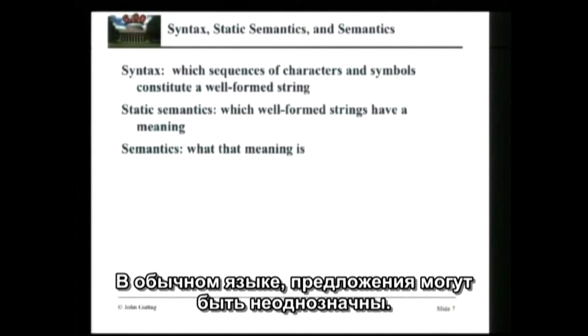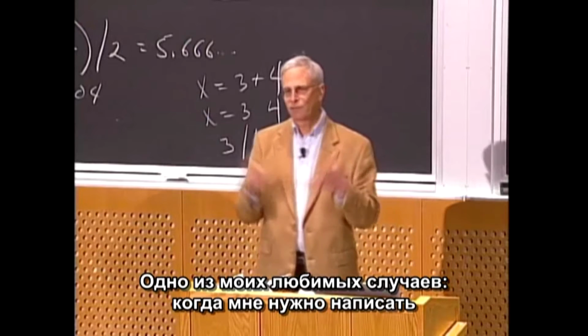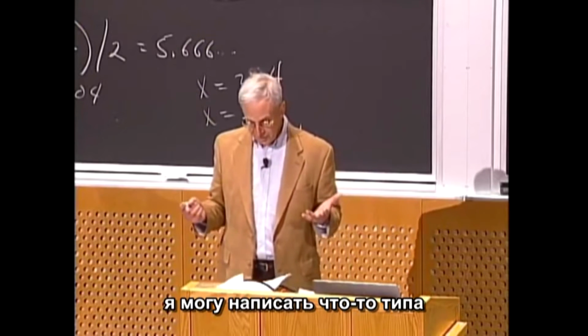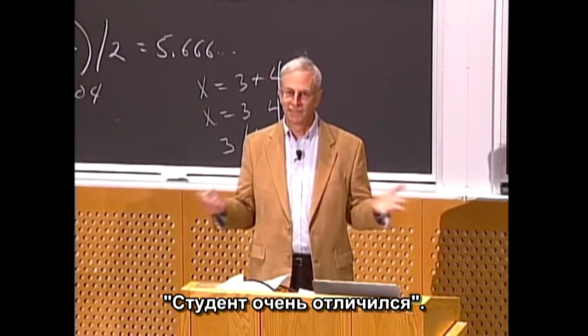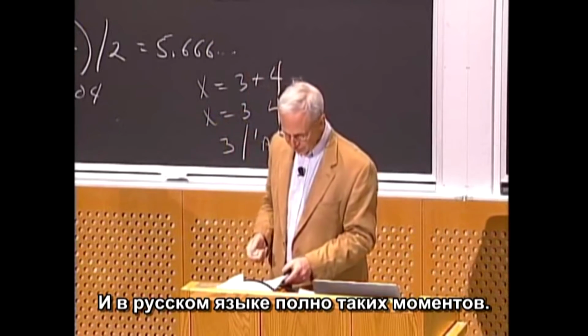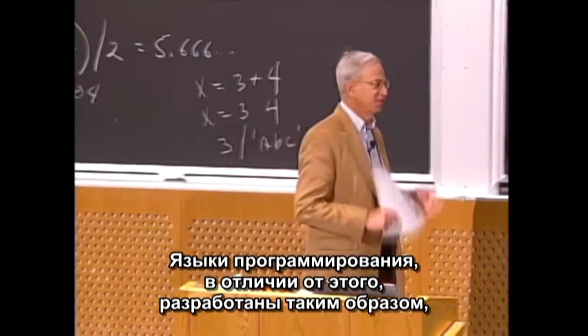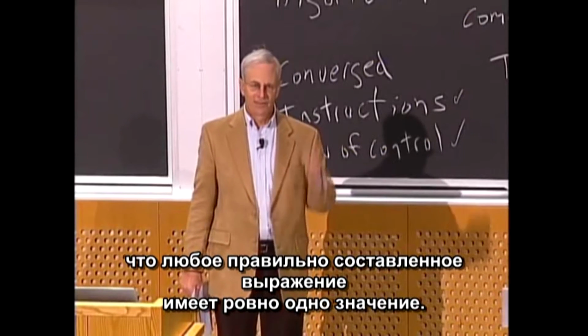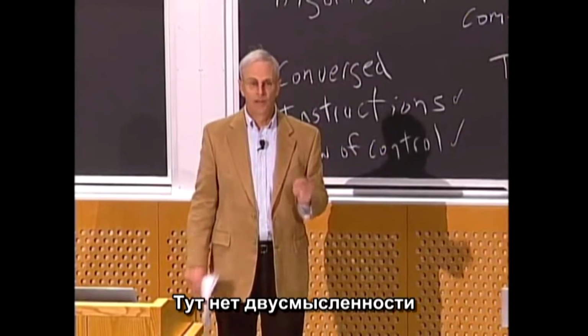In natural language, sentences can be ambiguous. So one of my favorites when I have to write a recommendation letter for a student that maybe I don't think is so good, I might say something like, I cannot praise this student too highly. Well, you can interpret that however you want. It keeps me from getting sued, but I can also claim, well, I don't like the student at all. And English is full of those things. Programming languages, in contrast, are designed so that every well-formed program has exactly one meaning. There's no ambiguity.